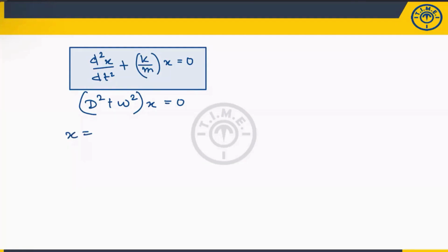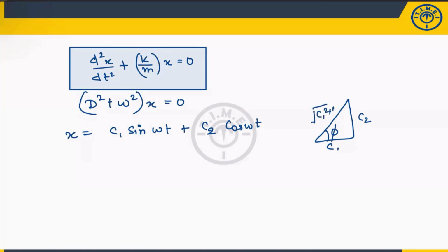Whenever this is the case, the solution of this differential equation is c1 sin ωt plus c2 cos ωt. Let us suppose this is c2 and this is c1. I just want to write the equation in generalized form. So let us suppose φ is the phase angle. What is this value? √(c1² + c2²). So what I'm doing is dividing and multiplying by the hypotenuse value.